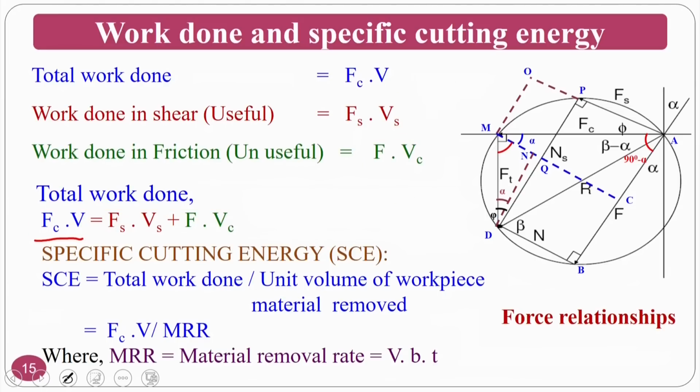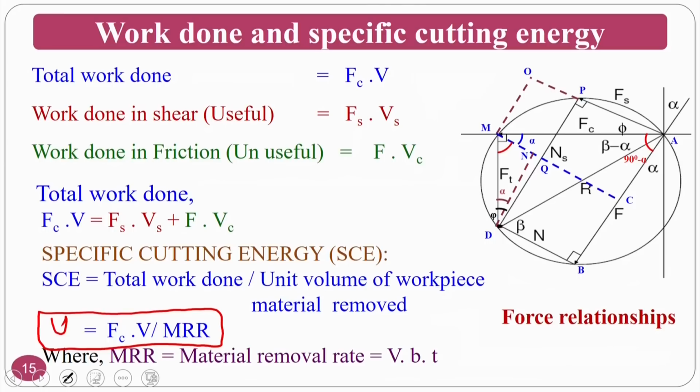Okay, now coming to the specific cutting energy. Specific cutting energy is nothing but the total work done, or the energy given, per volume of workpiece material removed. That is Fc into V, normally represented by U. The specific cutting energy is the energy given per material removal rate, that is, how much volume is removed per unit time.